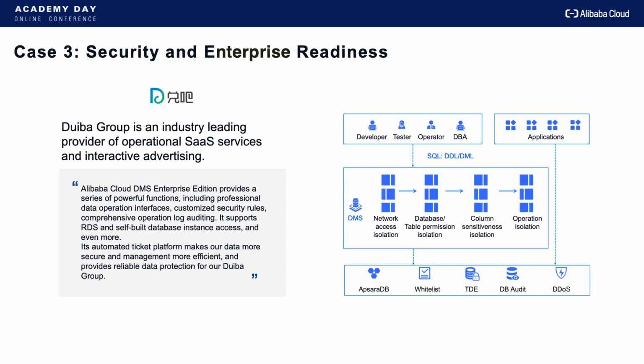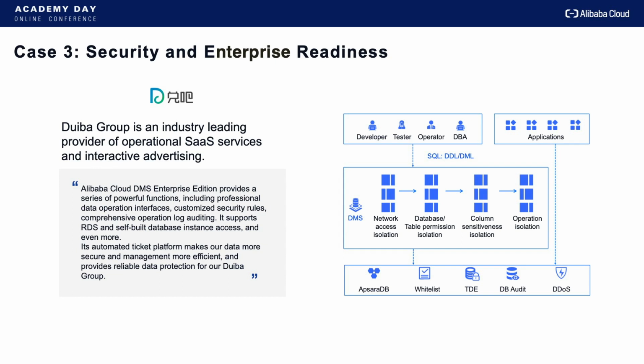And then another customer, this one particularly was an industry leading provider of operational SaaS services and interactive advertising services in China. They wanted to migrate their databases to Alibaba Cloud with requirements to secure not only the data storage, data at rest, but also data transmission, data in motion, as well as when you send a query and pull data out, so the data transmission between your clients and your servers. So basically, encryption and protection is needed everywhere.